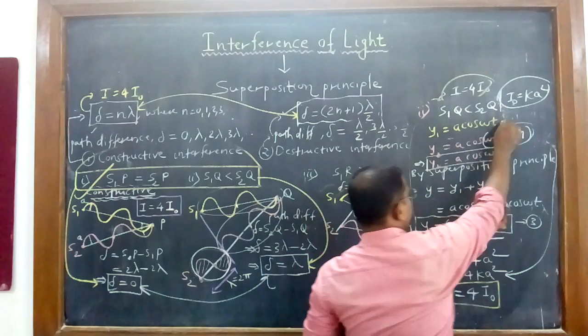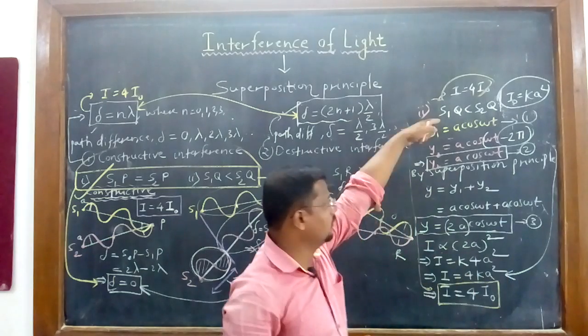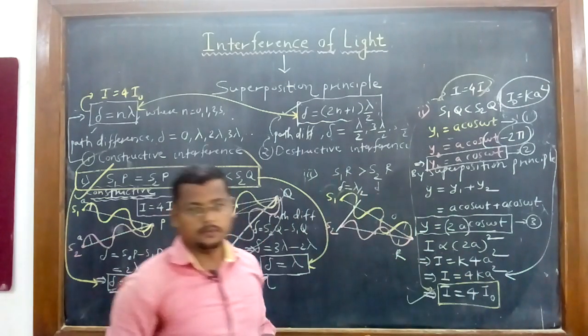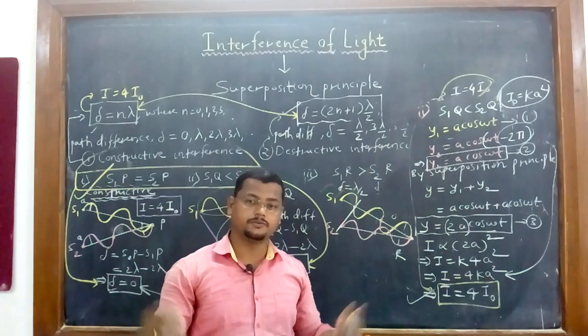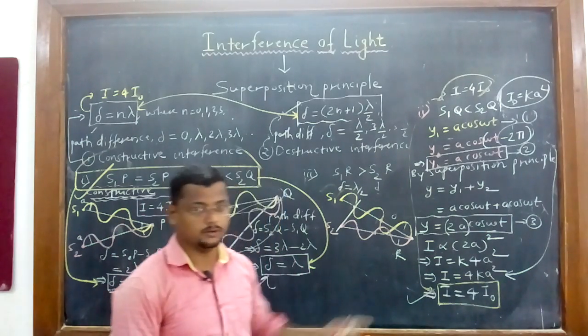So this is the same equation number 1, this is the same equation number 2, and I can go for the same write-up here. So again, what is the intensity of light? We have proved the intensity of the resultant wave is 4 times the incident wave intensity. I hope you have understood this.